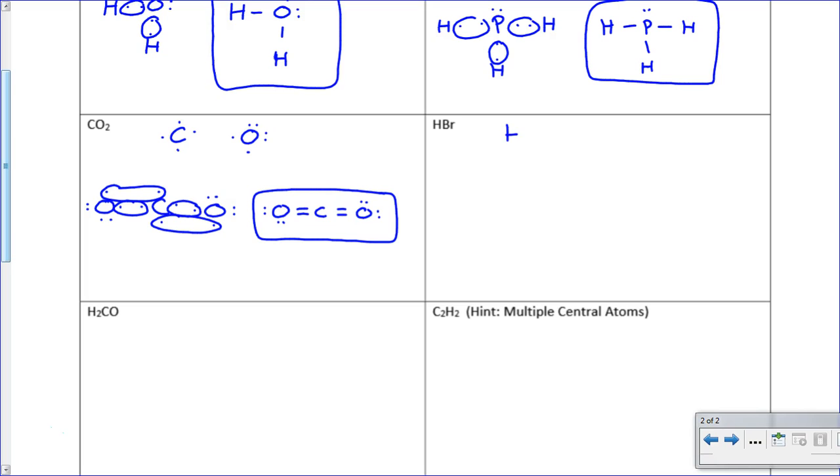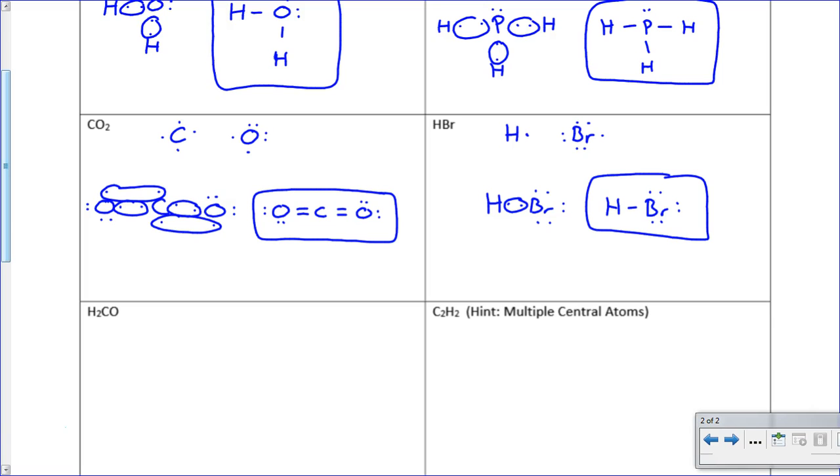HBr. H has one valence electron, wants to make one bond. Bromine has 7 valence electrons, wants to make one bond. And so what we end up with here, we've got the H with its valence electron. The bromine, you're going to put the single one facing towards the hydrogen so that they can bond that way. And then we end up with just HBr here. And then you have to put those electrons around the outside to get that one to work.